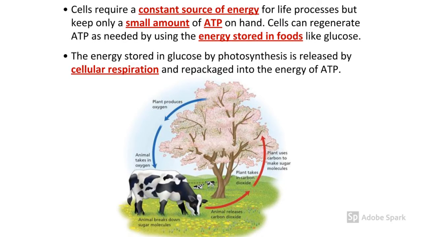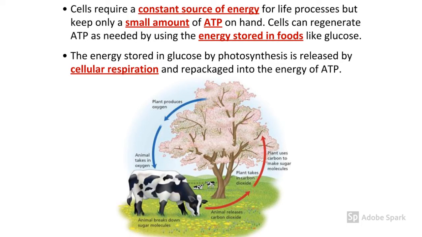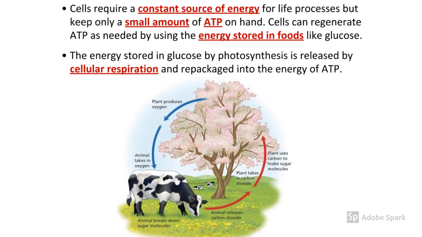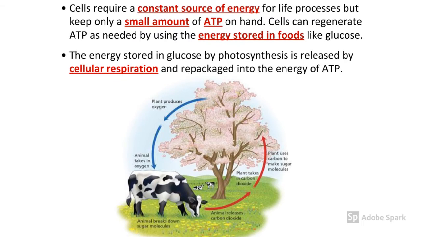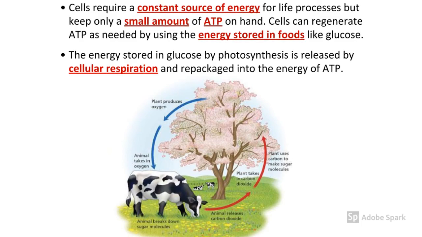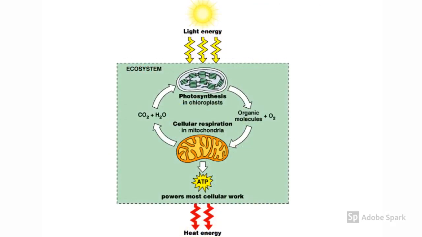In other words, this means that animals and any sort of heterotroph have to continually eat food and turn that food into ATP, which is the only source of usable energy for the cell. Therefore, cellular respiration is really important because if you don't have cellular respiration, then there's no ATP and there is no living.